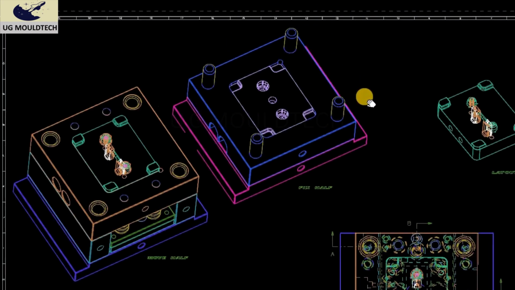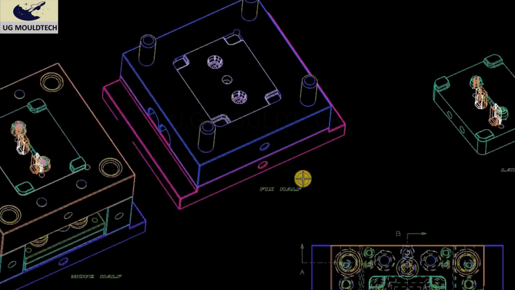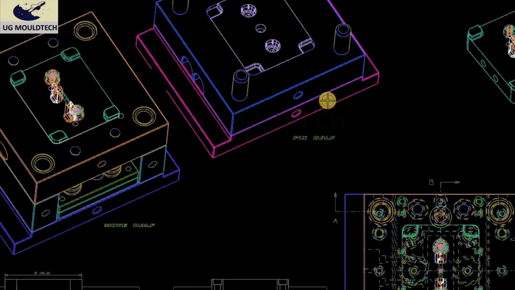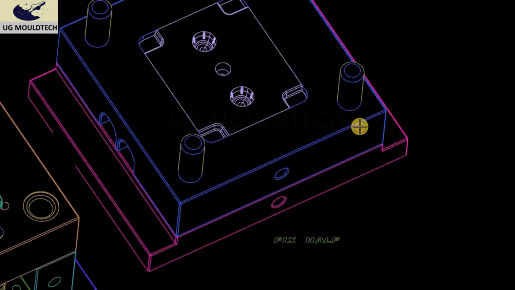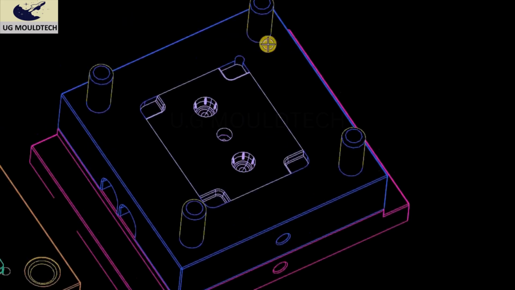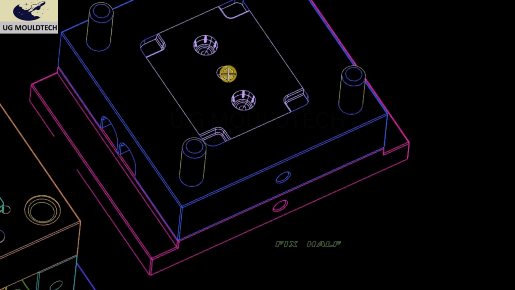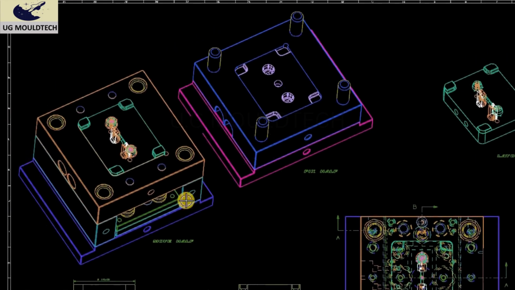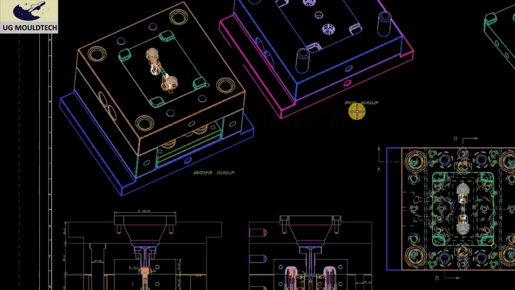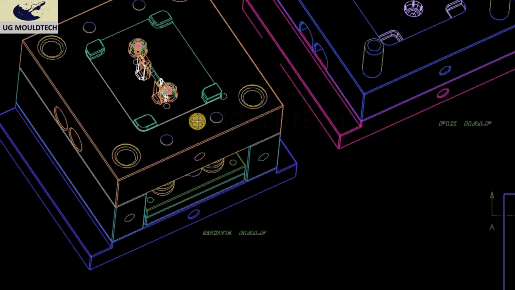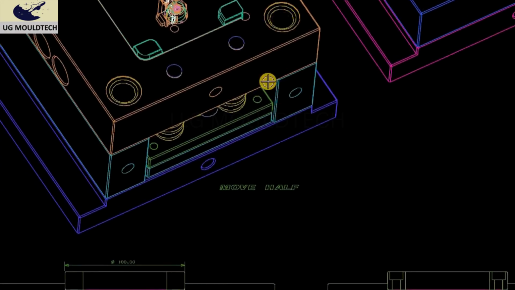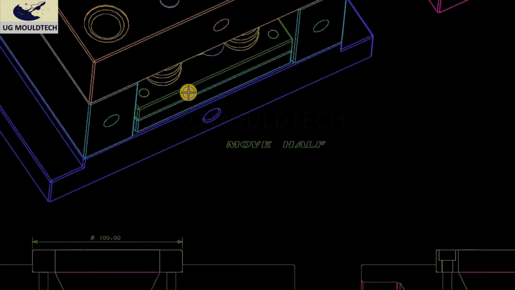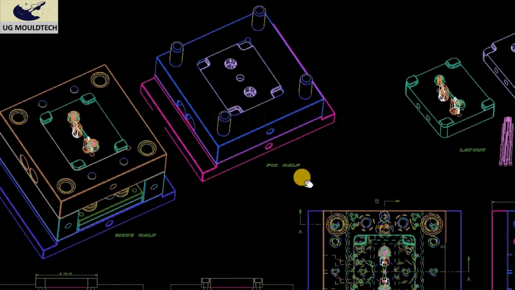The fixed half is connected with the injection unit. And this is the moving half. As you know, this is the top plate, this is the cavity plate, this is the guide pillar, and this is the cavity insert. The cavity plate gives the outer shape to the product, and the core will give the inner shape to the product. This is the core plate, core inserts, and this is the guide bush. This is the spacer. This is the ejector plate, ejector back plate, and the bottom plate. These are all the parts.